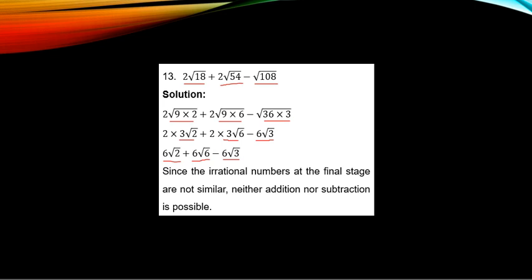Some of you think that your answer is not correct. You cancel it and write your friend's own that is wrong. Know that what you have done is correct. You have simplified. In your final state, you have different surds, which cannot be added nor subtracted. So leave your answer at 6 root 2 plus 6 root 6 minus 6 root 3. Are you following? Okay.